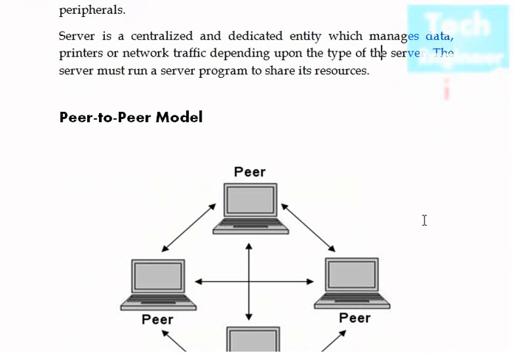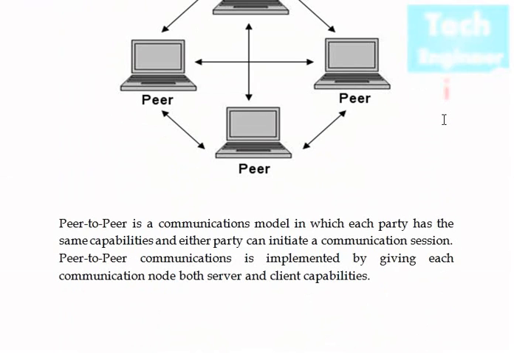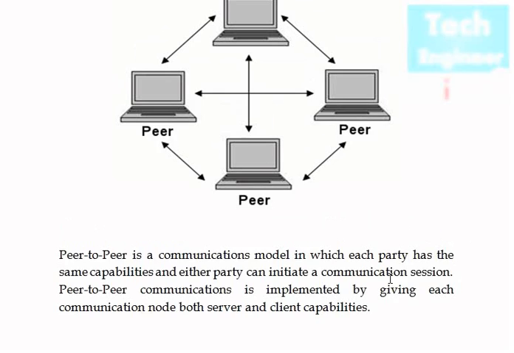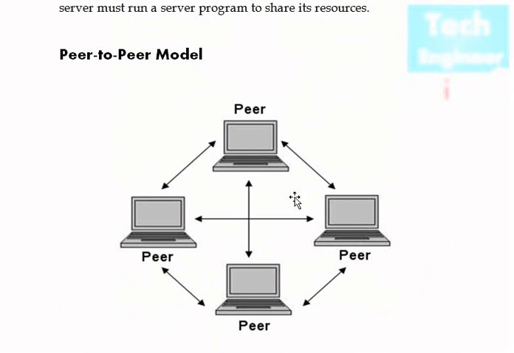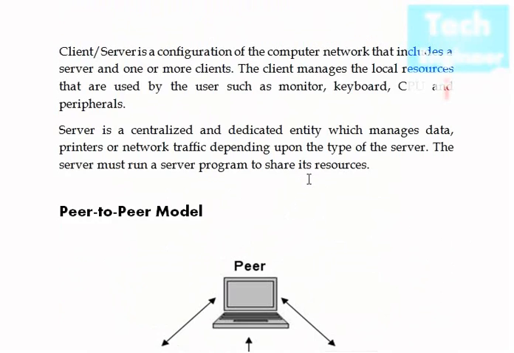And talking about the peer-to-peer model, peer-to-peer is a communication model in which each party has the same capabilities, and either party can initiate a communication session. Peer-to-peer communication is implemented by giving each communication node both server and client capabilities. It means peer-to-peer means all the computers are boss of their own.